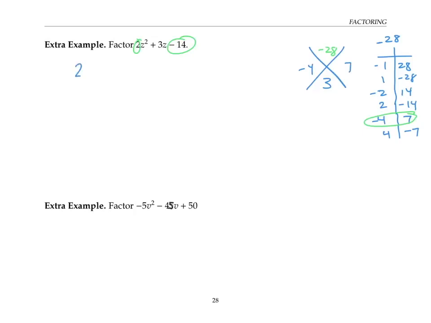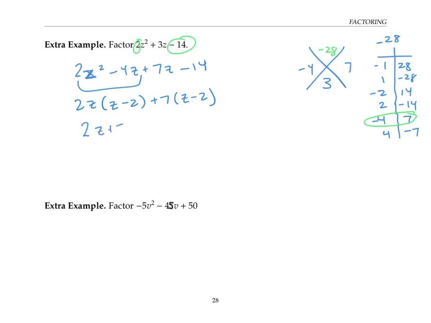I'll copy down the 2z squared, and I'll split up the 3z into negative 4z plus 7z, and then minus 14. Now factoring by grouping, pull out a 2z, that becomes z minus 2. Pull out a 7, and that becomes z minus 2 again, looking good. I've got 2z plus 7 times z minus 2 as my factored expression.